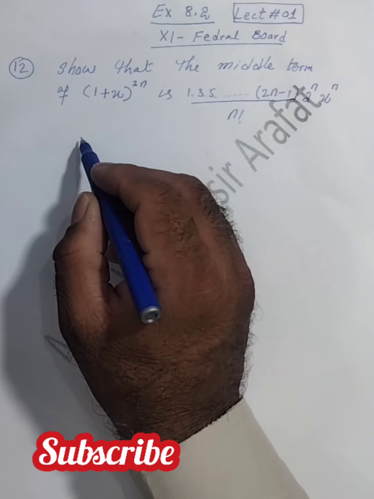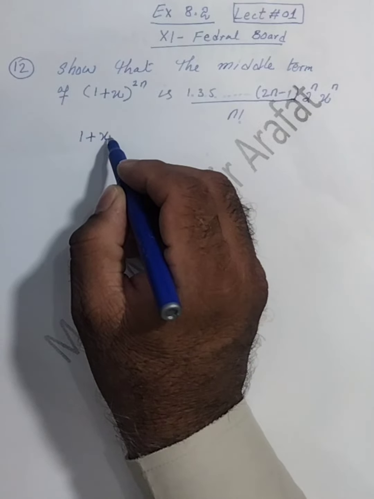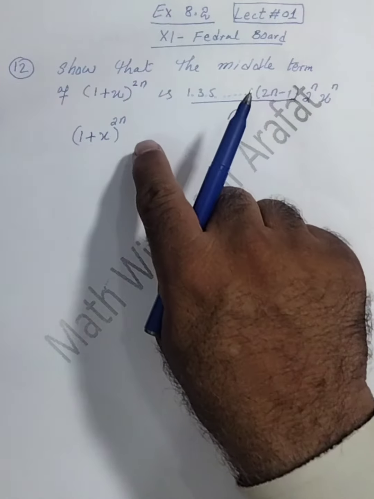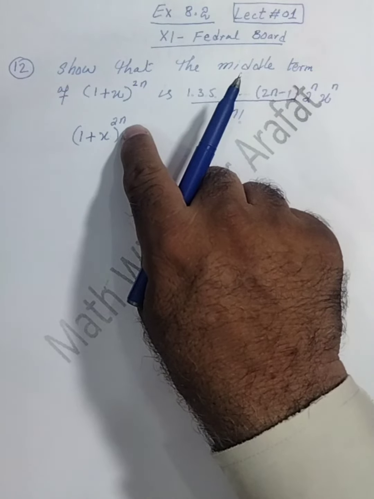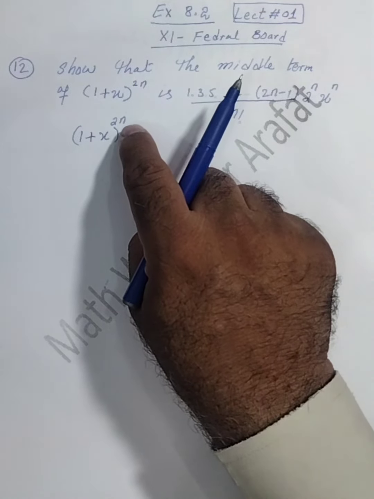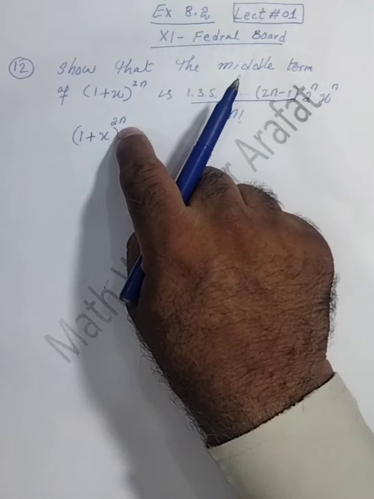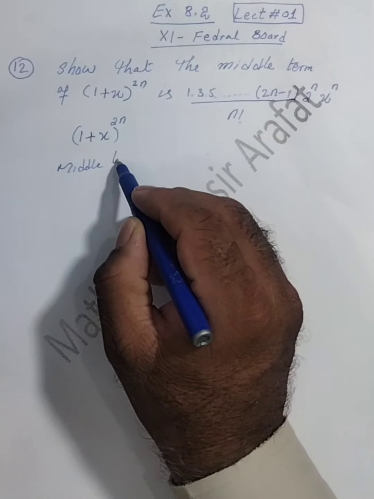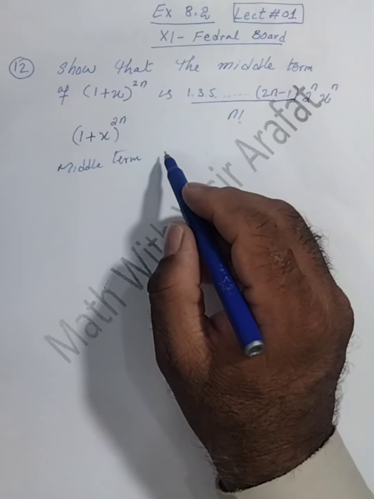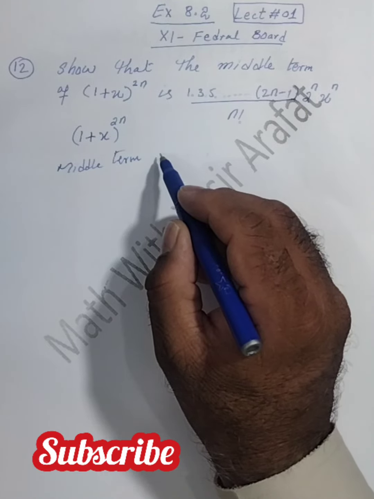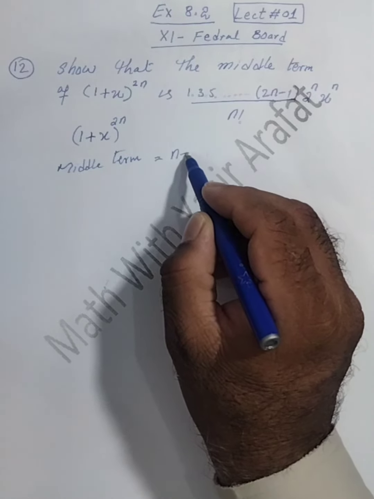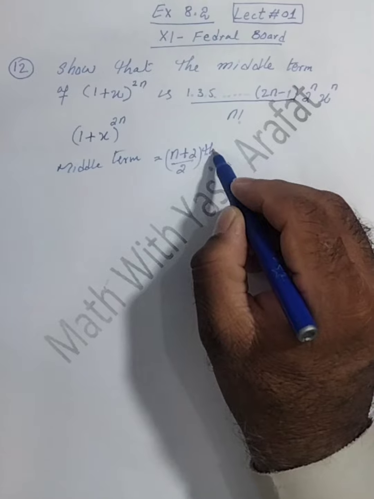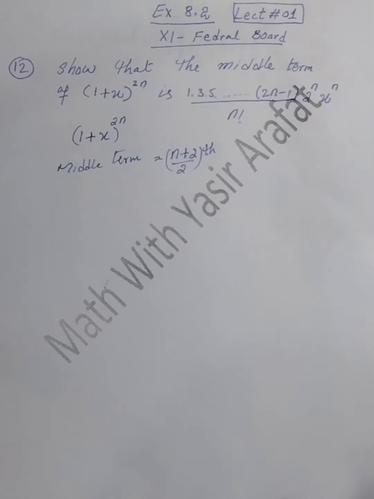So here we have two different situations in binomial. We have to find out the middle term. For even power, we have a different formula. So this is 2n, it is the even power here. So to find out the middle term for the even power, the middle term is equal to the (n plus 2) over 2 term. So this is n plus 2.